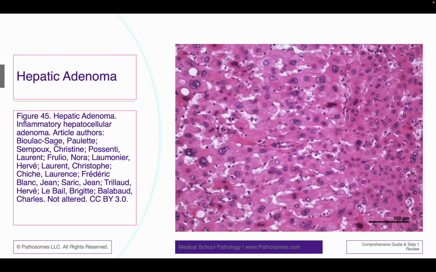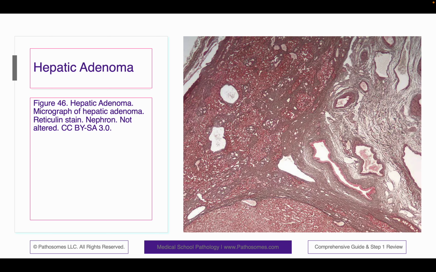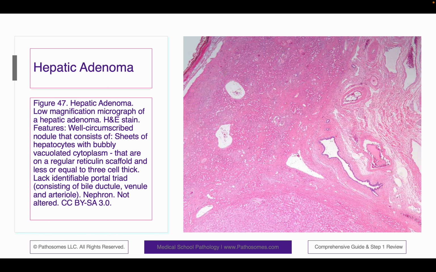Here we have a micrograph of a hepatic adenoma. Note the inflammatory hepatocellular adenoma that is present here. And keep in mind that reticulin stains the somewhat prefibrotic reticular fibers surrounding the nodules of the hepatic adenoma. And again, on H&E, this is what it would look like, a well-circumscribed nodule.